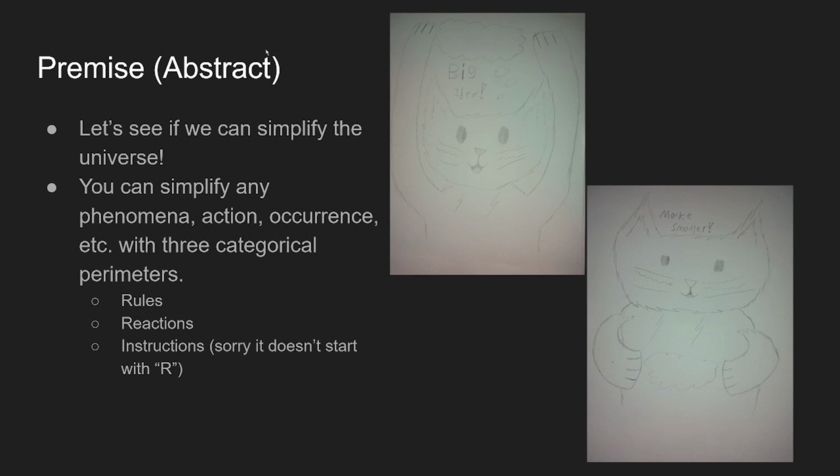Our goal here is to simplify the universe as much as possible, that is, what are the smallest little bits that we could maybe squeeze out of this thought experiment? You can simplify any action, phenomenon, or occurrence with three main categorical parameters: rules, reactions, and instructions. And again, I'm sorry that it doesn't start with an R. I like my alliteration. So we're taking the very big idea of the universe and trying to make it a much smaller, simpler thing.